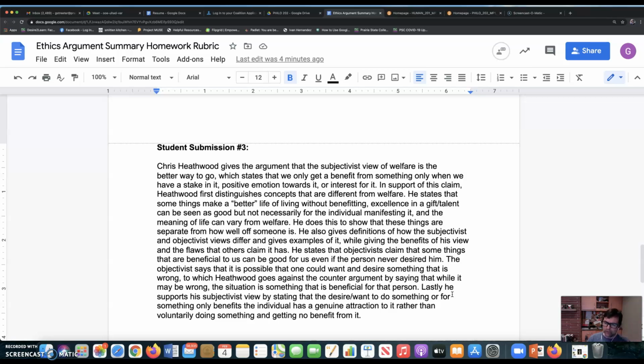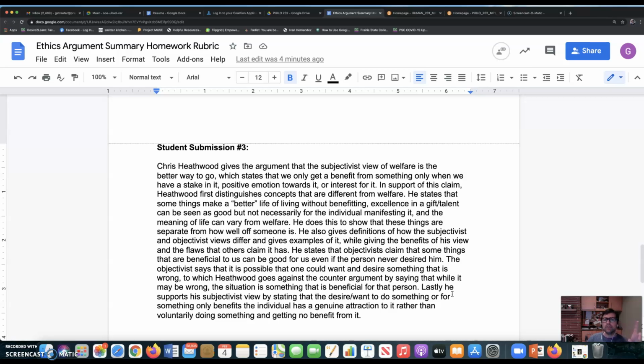So I think overall the student earned an A for this, but the summary itself is on the fence between a B and an A because, for one thing, there isn't a direct reference to the text. Okay. I can tell that the student is in the text, but there are no quotations, no page references.